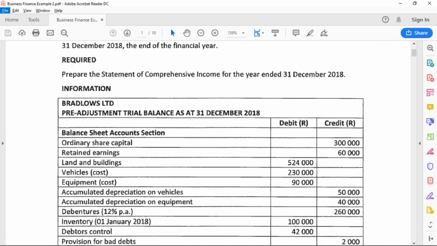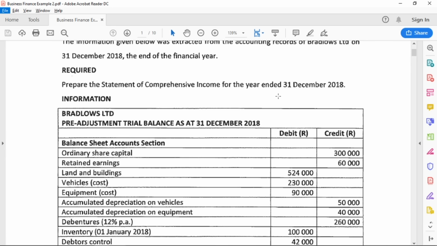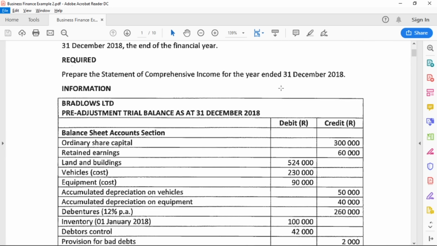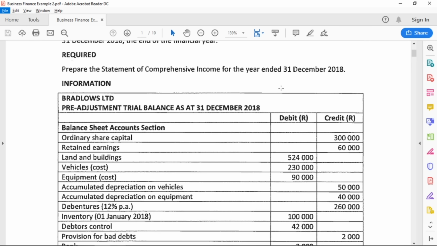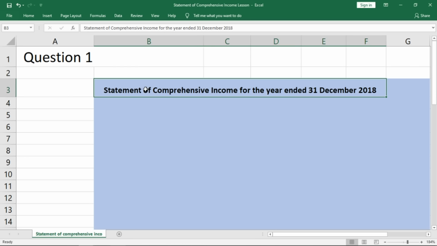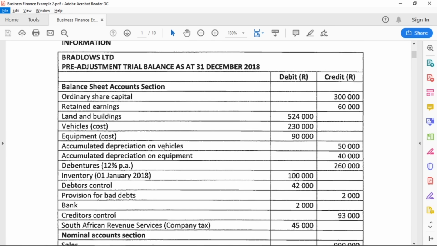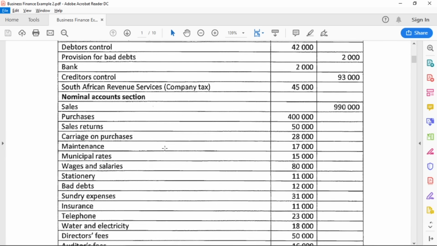So we are asked here to prepare the statement of comprehensive income for the year ended 31 December 2018. That is the date at which we are preparing the statement of comprehensive income. When we are doing any of the financial statements, we have to start with the heading: statement of comprehensive income for the year ending 31 December 2018. Ensure that you put your date over there, because that's very important. And then once we have done that, let's begin with our statement of comprehensive income.